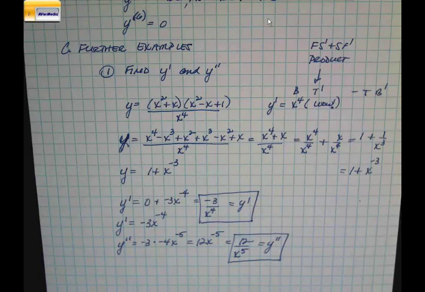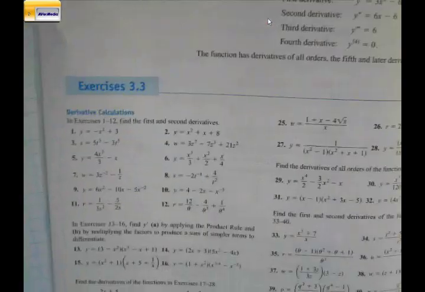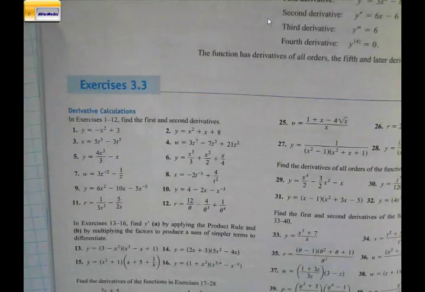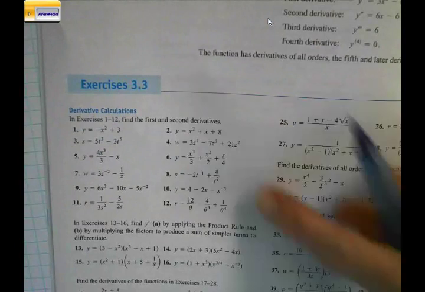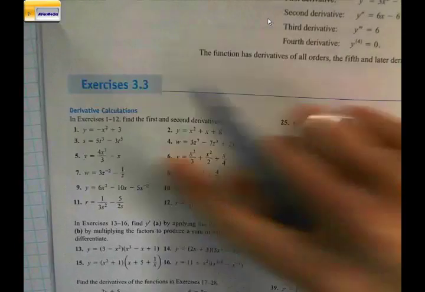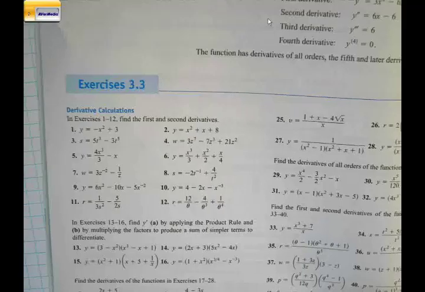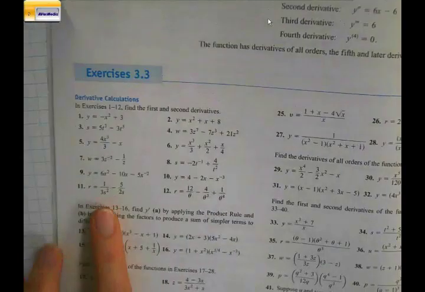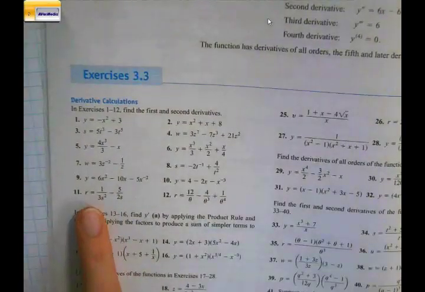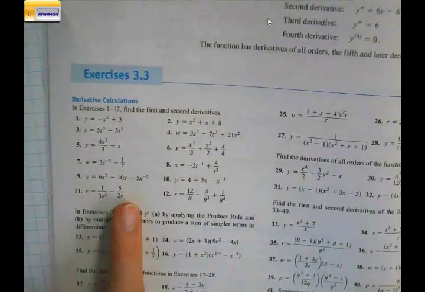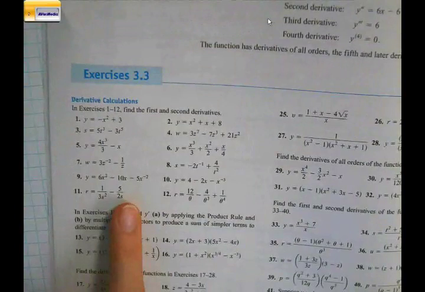Okay, so here's some stuff that you're going to see in your homework. I'm just going to show you from the exercises in the book. This is what your homework kind of stuff looks like. Take the first and second derivative. See all these? Like this one, I'd probably rewrite this as 1/3 s to the negative 2, minus 5/2 s to the negative 1. I'd probably do that when I got ready to take the derivative of it.